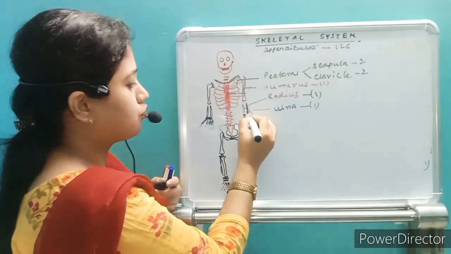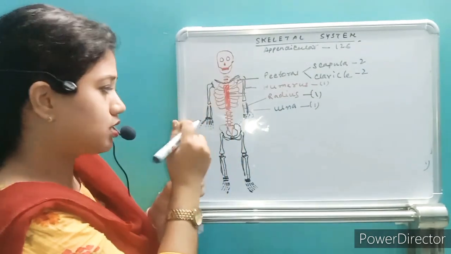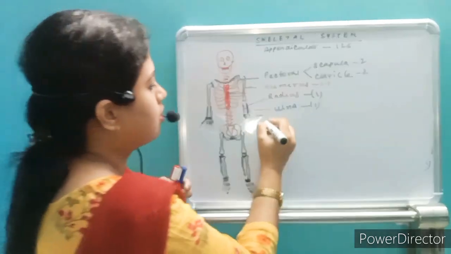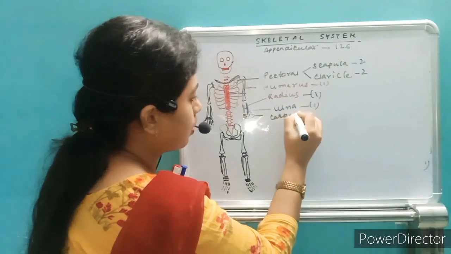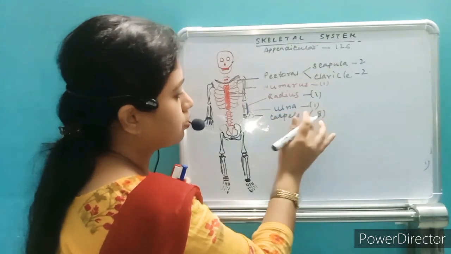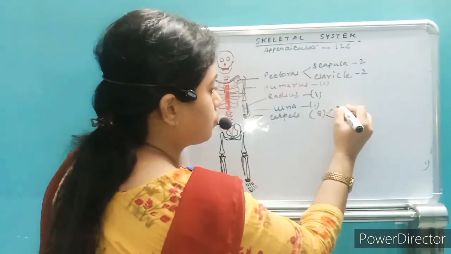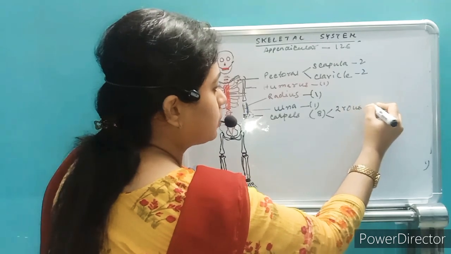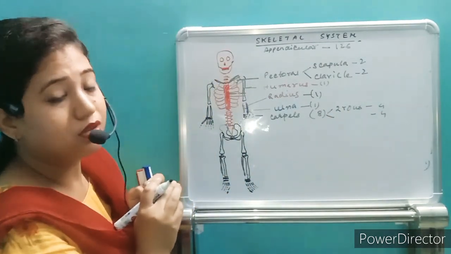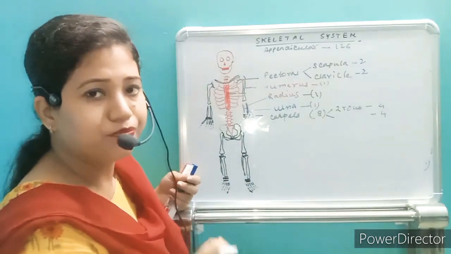Then let's move to the next part. These are our wrist. In the wrist, how many bones do we have? We have 8 bones, called the carpals. The 8 carpal bones are present in 2 rows. In each row 4 bones are present, which can easily glide on the other row. We will discuss this in the joints part.